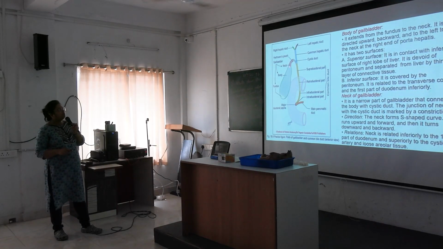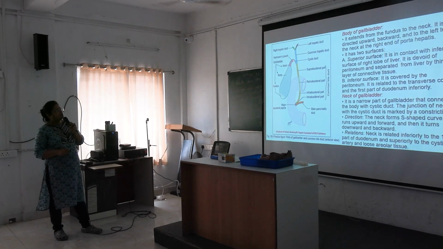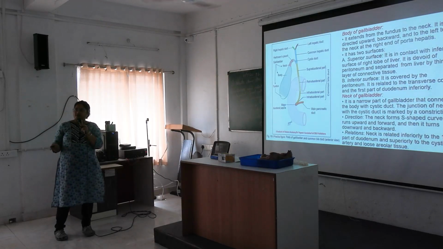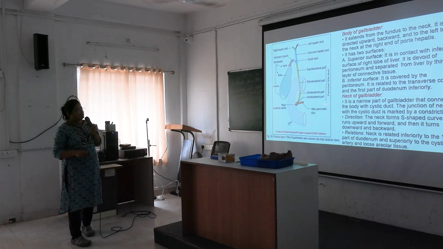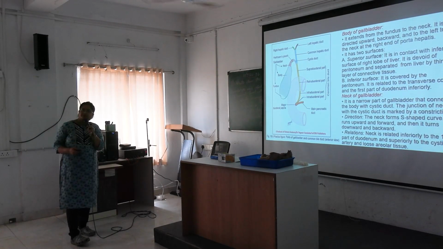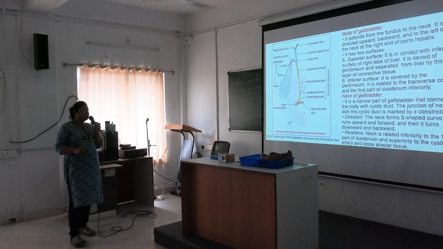Next is neck of the gallbladder. There is one pouch, Hartmann's pouch. It is located at neck of the gallbladder. This is important during gallstone operations. Okay, so it is a narrow part.